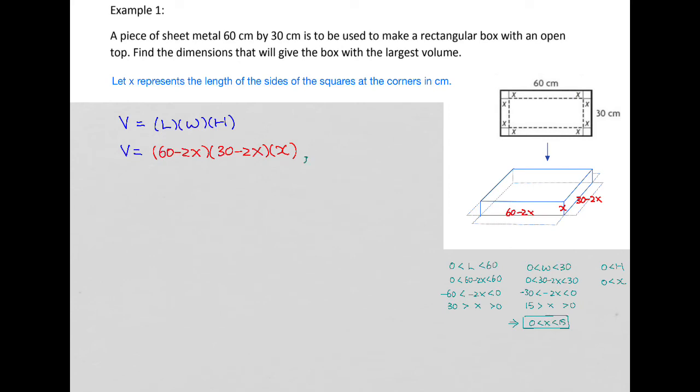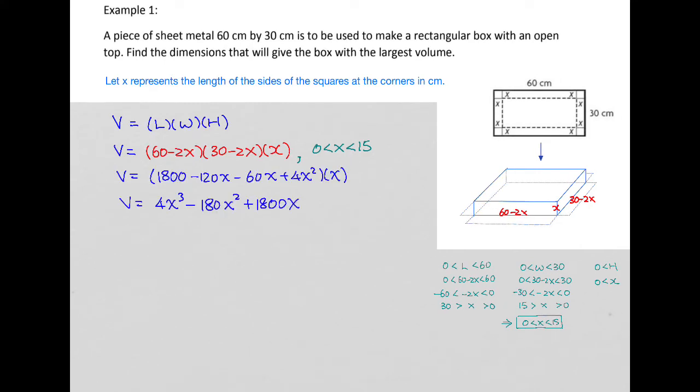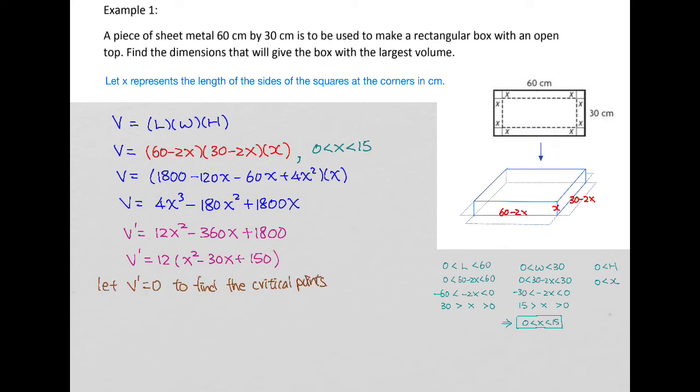After we find our domain, then we are ready to do step 5, differentiation. Since this function can be easily expanded, we're going to expand it and use the power rule to differentiate. After we have the expanded form, then we can differentiate. And remember to common factor them. Once we have our differentiation, then we can do step 6. Let v prime be 0 to find and identify our critical point.